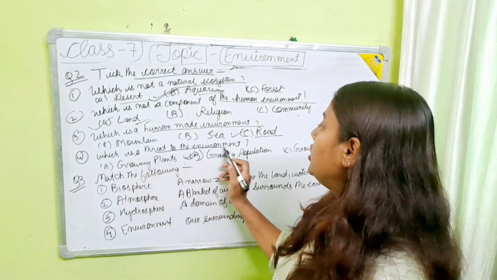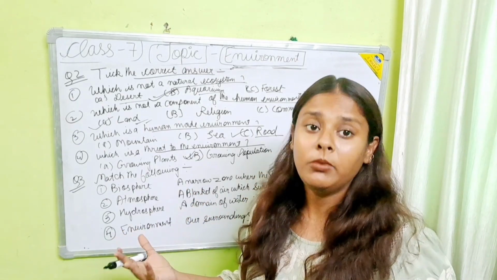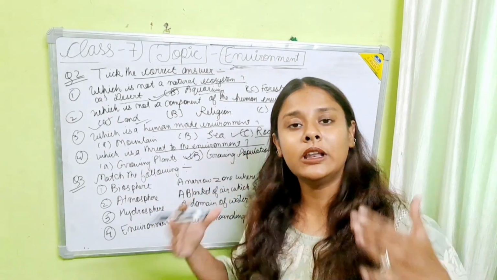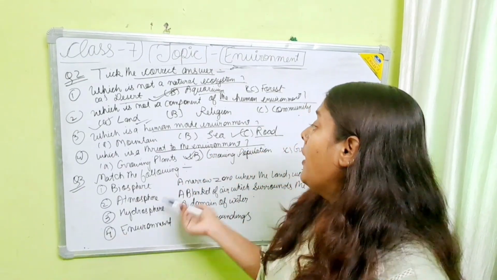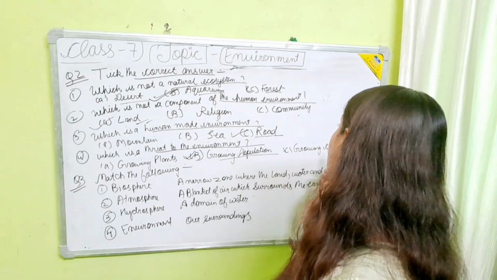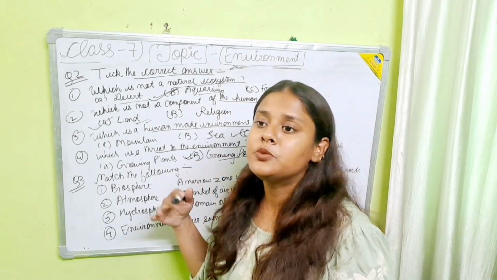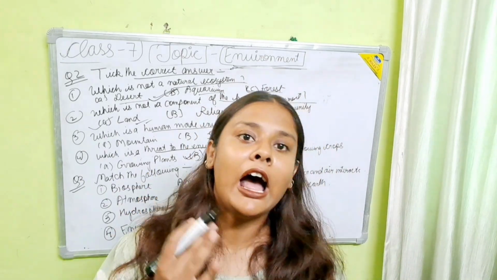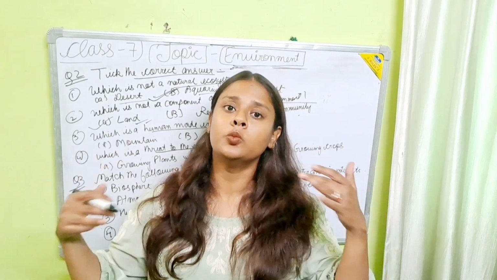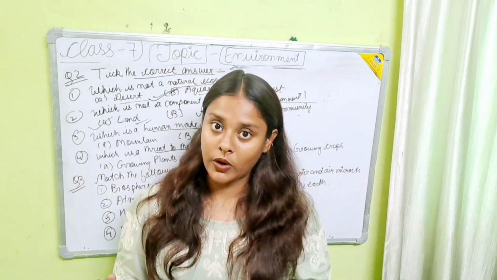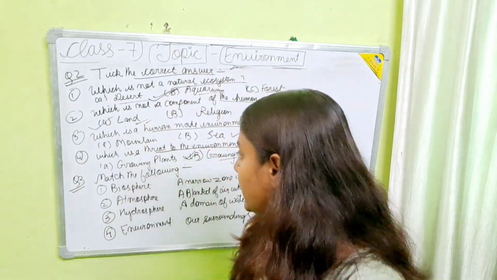Which is a threat to environment? Growing plants. Can growing plants be a threat to environment? No, growing plants could only be beneficial to our environment. It gives us more oxygen. But growing population is a threat, because when the population keeps on increasing, the need of land, food, water, everything increases, and for that purpose humans keep on modifying the environment, which becomes a threat to our environment.